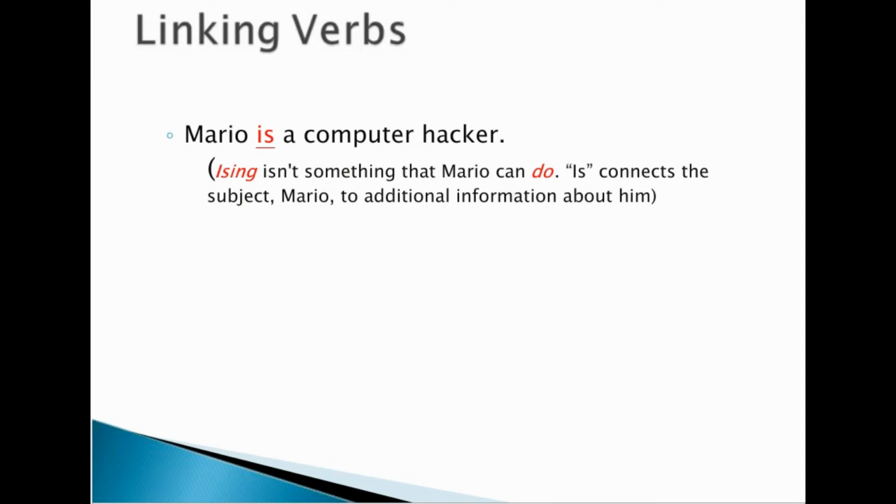You should also know a linking verb when you see one. Linking verbs, on the other hand, do not express action. Instead, they connect the subject of a verb to additional information about the subject. For example, Mario is a computer hacker, where is is a linking verb. Ising is not something that Mario can do. The verb is connects the subject Mario to additional information about him, a computer hacker.